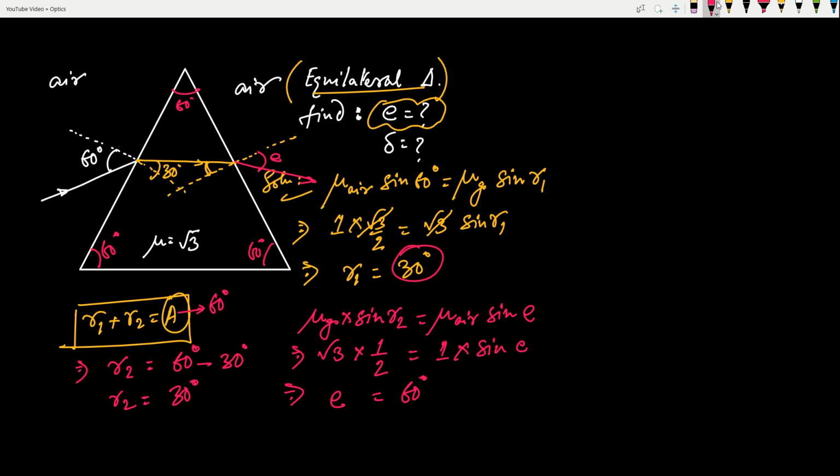So we got E is equal to 60 degree. Simple as that. So we got the first part of the question, the angle of emergence. Now what will be the angle of deviation?